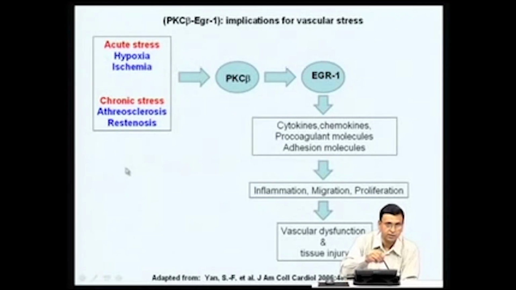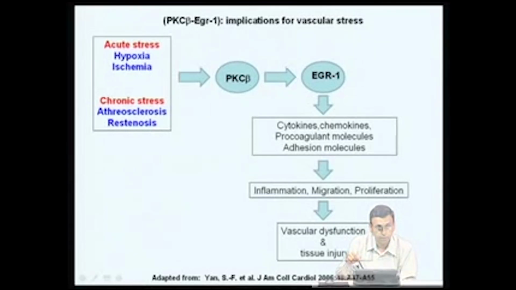All these stress signals activate PKC beta, one of the members of the PKC family of kinases, and PKC beta activation results in the activation of EGR1, which then results in the synthesis of various cytokines, chemokines, procoagulant molecules, adhesion molecules and so on, leading to a number of pathological processes like inflammation, migration as well as proliferation, leading to vascular dysfunction and tissue injury. So, activation of the PKC signaling pathway through the EGR1 pathway plays a very important role in vascular stress and in managing a number of vascular diseases.